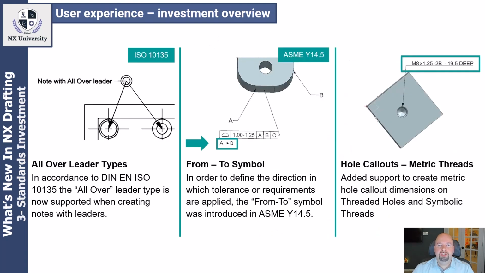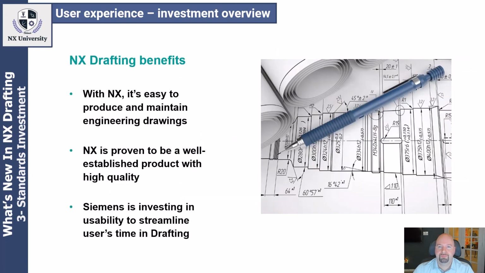So overall, you can see some of those user experience investments that Siemens has made in the software with the ISO 10135 note with the all over leader there. We also have that from to symbol for the ASME Y14.5. And in addition, we have hole callout metric threads, added support to create the metric hole callout dimensions on threaded holes and symbolic threads here. So NX drafting benefits here. With NX, it is easy to produce and maintain your engineering drawings for your designs. NX is proven to be a well-established product with high quality, and Siemens is continually investing in usability to streamline users' time inside that drafting application.